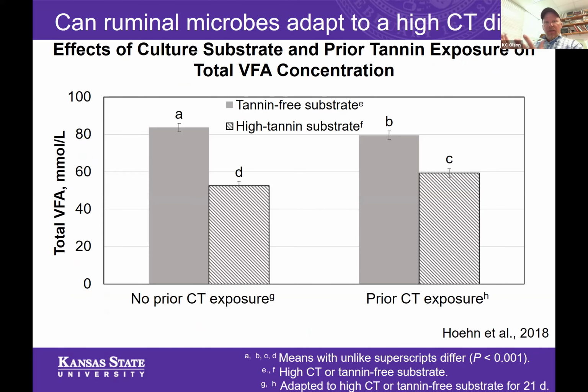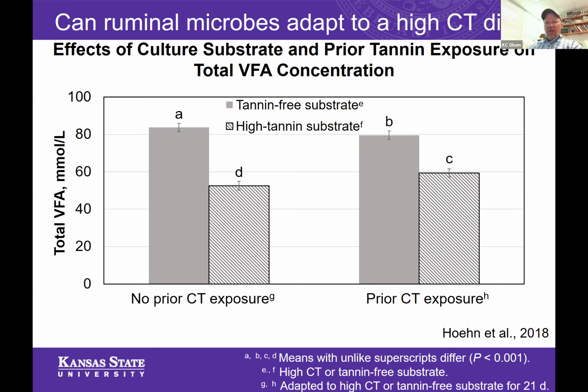Next question: can ruminal microbes adapt to a high tannin diet? This is part of Alan McKernan's master's work here at Kansas State. Basically, we took cattle, sheep, and goats. We fed them either a high tannin diet or a tannin-free diet. Then we harvested some of their ruminal fluid, and we fed the rumen fluid a substrate that had a lot of tannin in it or that didn't have any tannin at all.